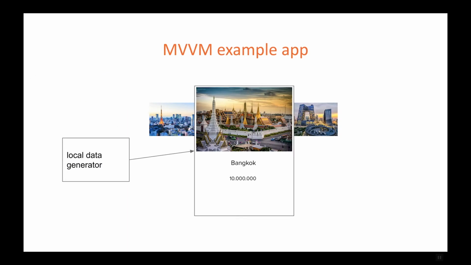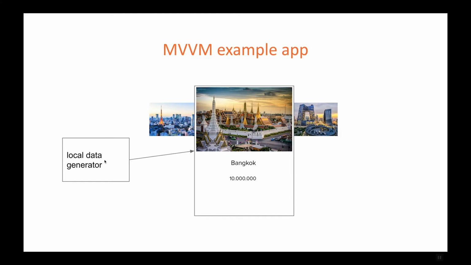We want to simply display some image of a city and some other information, for instance, the name of the city and the population, right? And we want to switch between these, between different cities, different information here. The data for all of this will be locally generated. Okay, we're going to simulate a local generator.